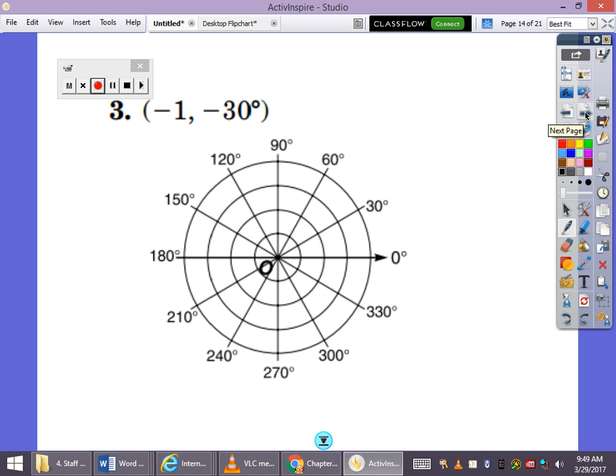Okay, negative 30 is really what? 330 degrees. So let me highlight the 330. So this whole line is technically 330. Okay? So I am at the origin looking at 330. When I look at it, am I going to walk towards it or walk away from it? Away from it. So that is going to be right here. So it's really going to be 1 ring on the 150.